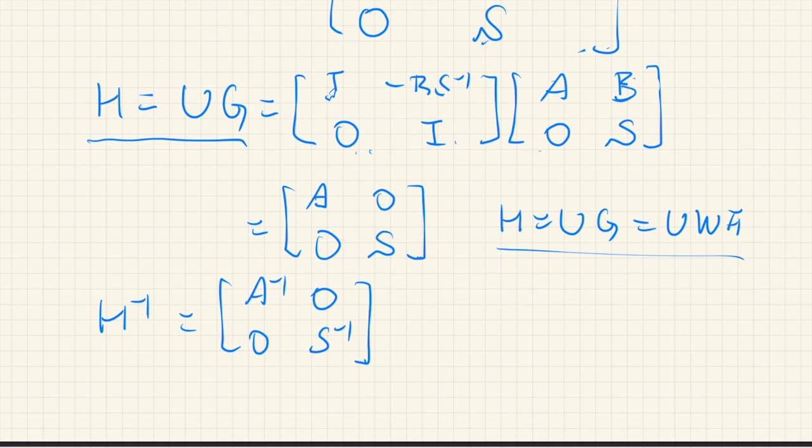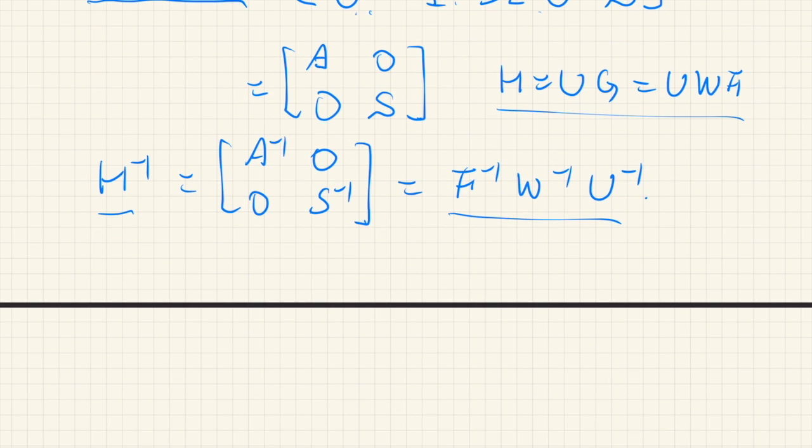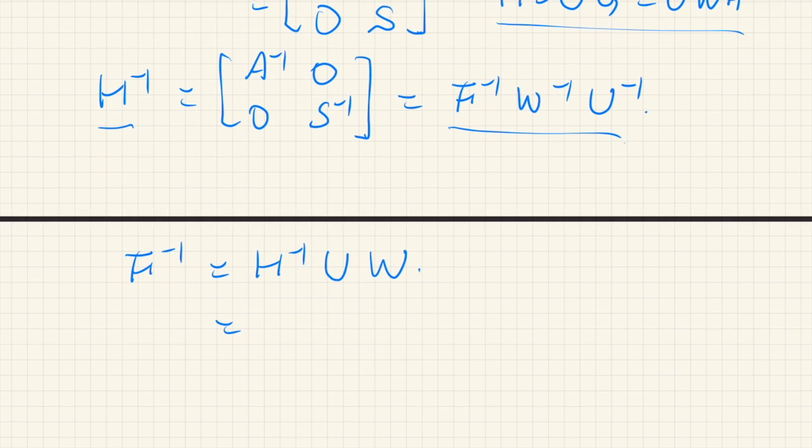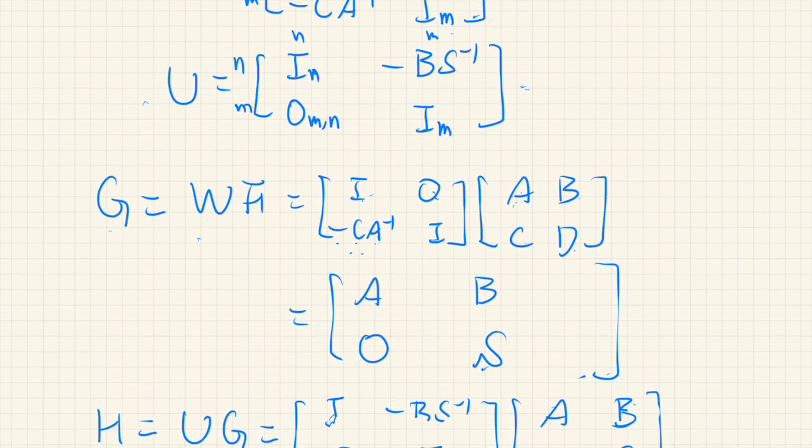So if we invert this, we should have F inverse, W inverse, and U inverse. So from H inverse equal to this, we have, let's see. So F inverse is equal to H inverse. And let's see. First, we multiply U from the right, and then multiply W from the right. Okay, so let's calculate this, and we have A inverse, 0, S inverse, so that's H inverse, right? And U is, what is it? U is this.